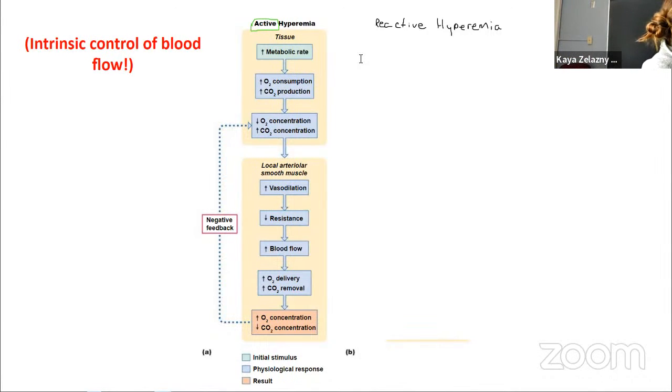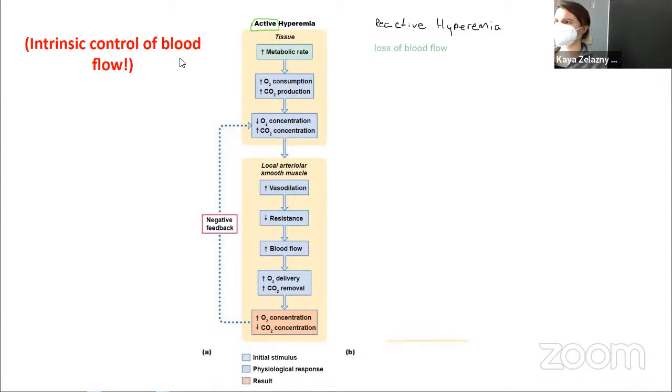So let's start out with what's going on in the tissue side. These diagrams always start in green with our initial stimulus. So the first thing we're going to want to do is write down why we have reactive hyperemia. What's the initial stimulus? What does it mean? Yeah, exactly. So we have loss of blood flow or anything similar, right? A blockage, loss of blood flow, not enough blood, something like that.